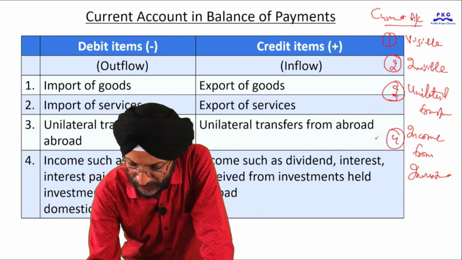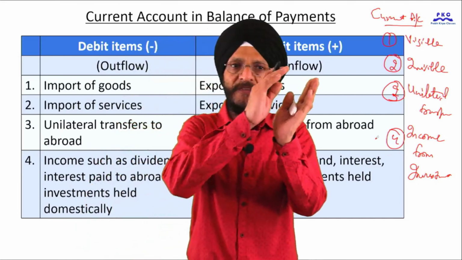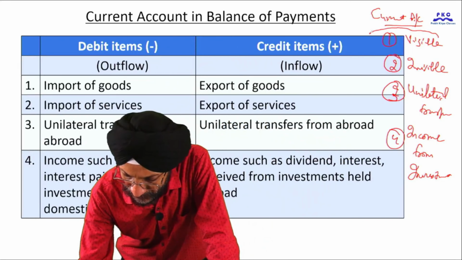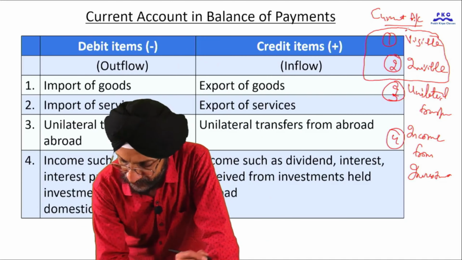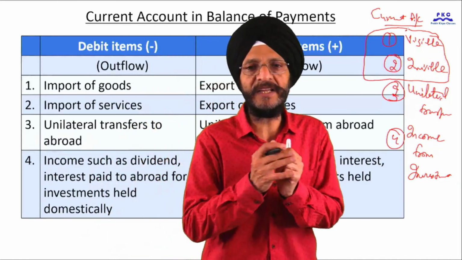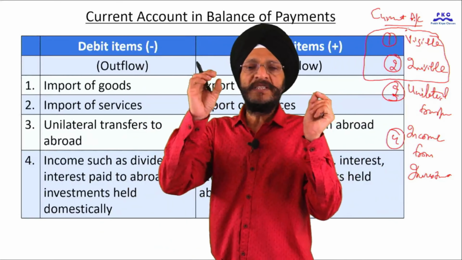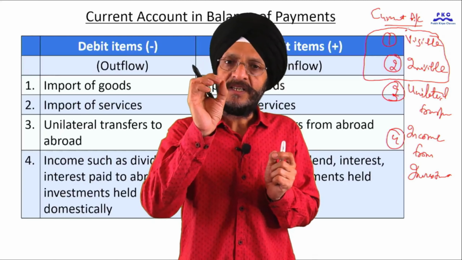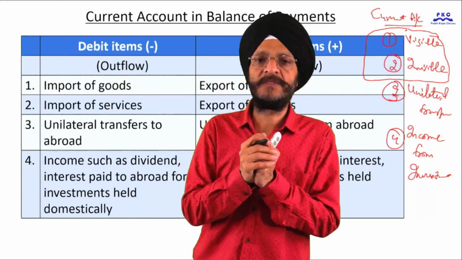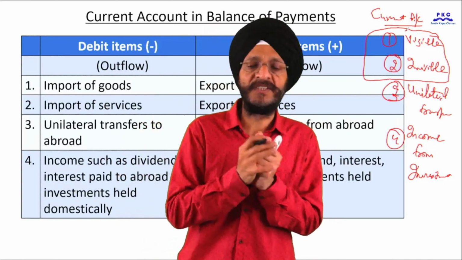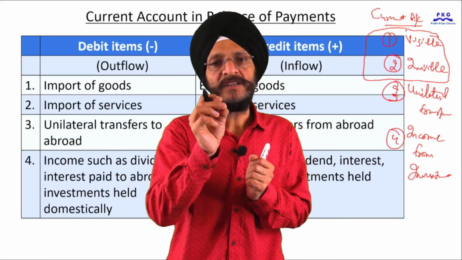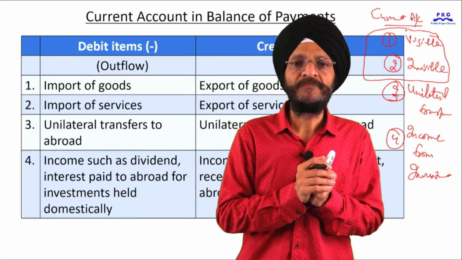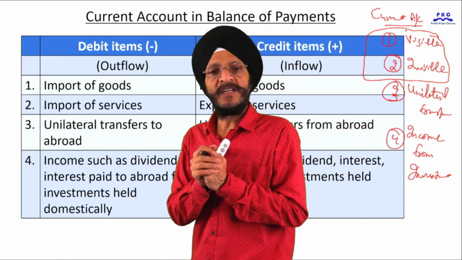So we are here to understand the difference between current account and balance of trade. The balance of trade is only concerned with these two: visible items and invisible items. Visible items means goods which can be seen, touched and measured. So these are called visible items. Invisible items means services which cannot be seen, touched, or measured, and examples are shipping, banking, insurance, transportation, etc.